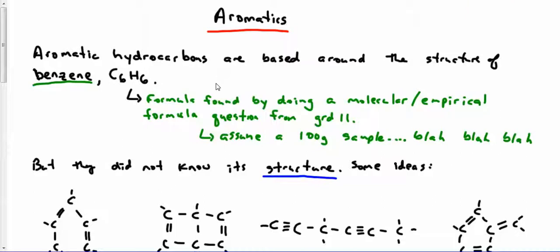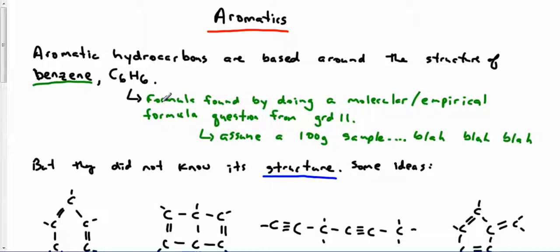Alright, the first are two videos about aromatic hydrocarbons. Aromatic hydrocarbons are based around this molecule called benzene, and it's got the molecular formula C6H6. How did they come up with this formula, C6H6?